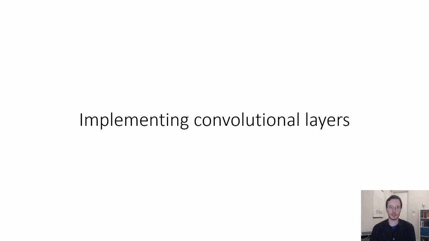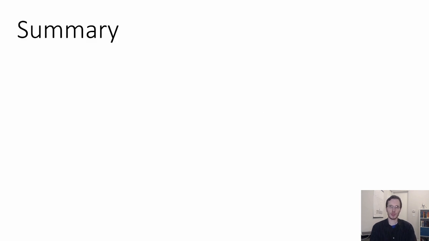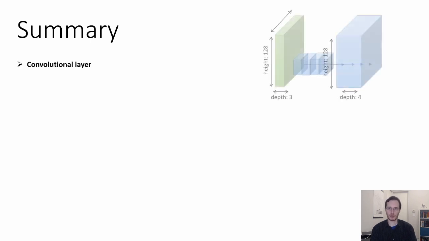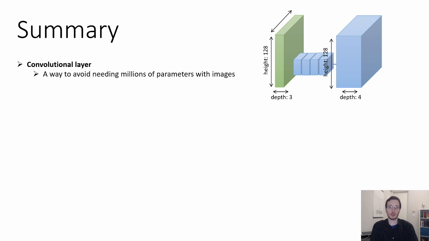All right, in the next portion of the lecture, let's talk about how we can actually implement convolutional layers in practice. To summarize the main ideas about convolutions from the first part, a convolutional layer is a way to avoid needing millions of parameters with images, and also to learn more efficiently, because a feature that is useful in one position might also likely be useful in another position.